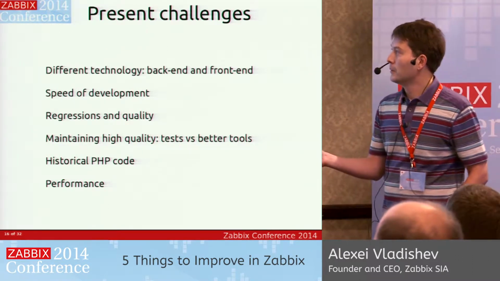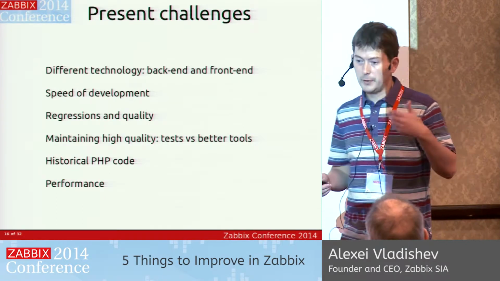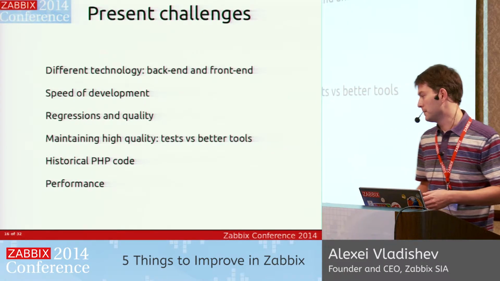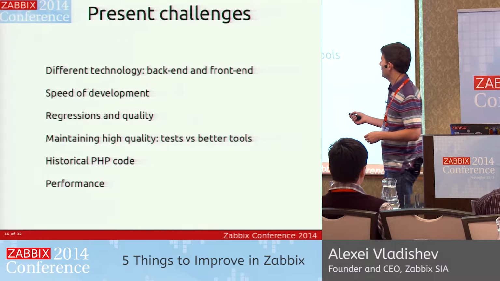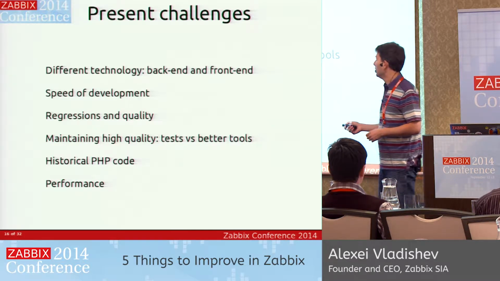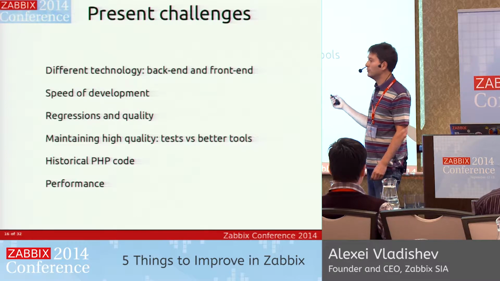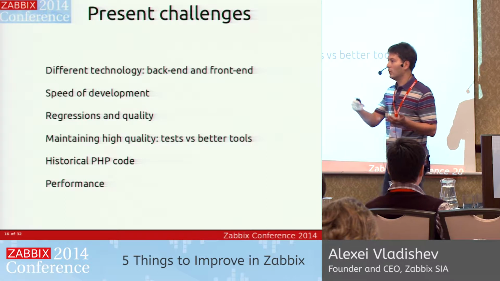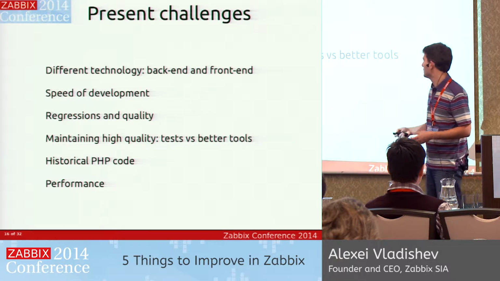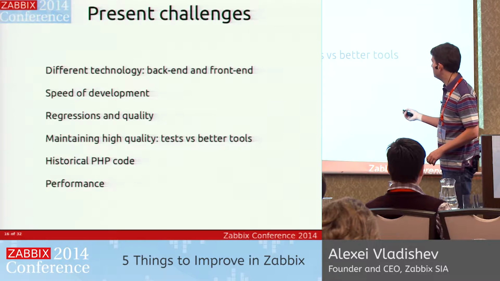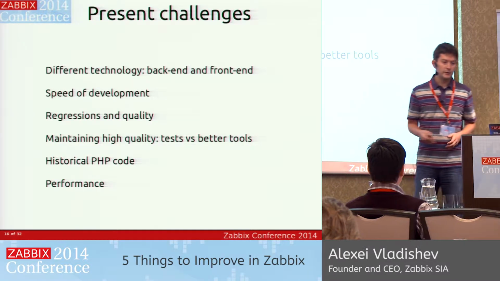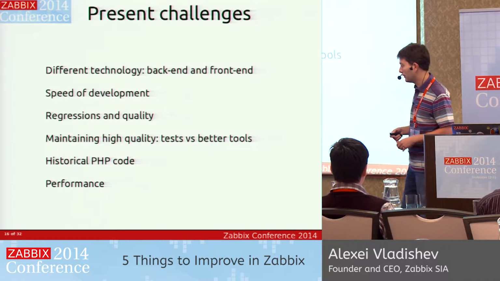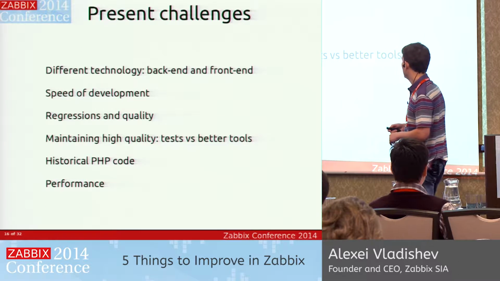Regressions and quality. We are working really hard to bring more quality to Zabbix, yeah? But still, sometimes we have regressions, and in some cases, it's also due to duplication. So in some cases we actually write twice more code than we have to. For high quality, of course, we can write lots of tests, get maybe 80% or 90% or 100% coverage.